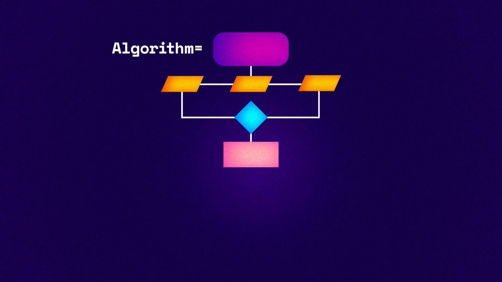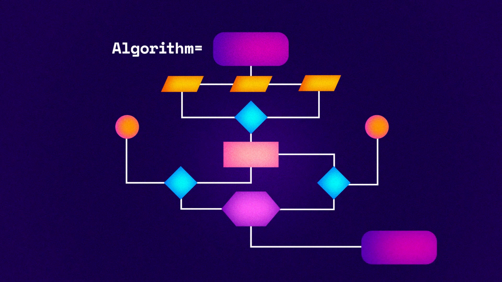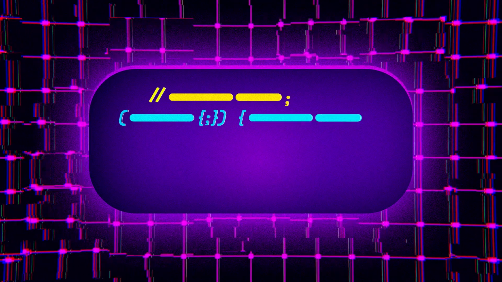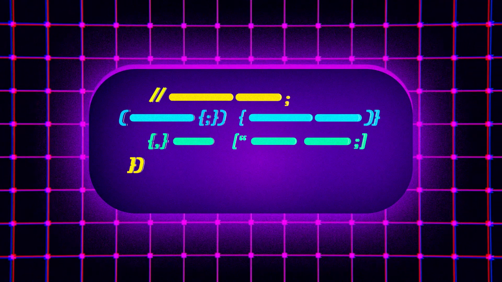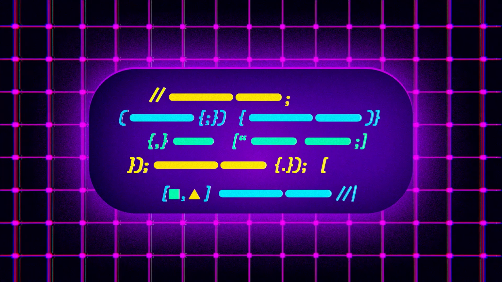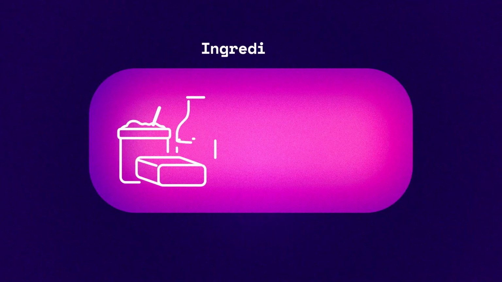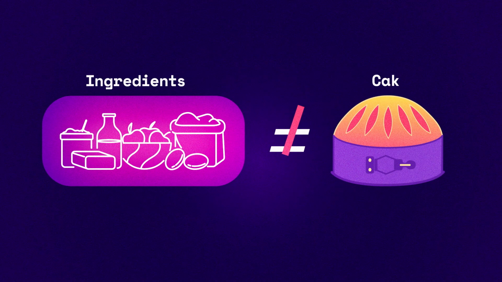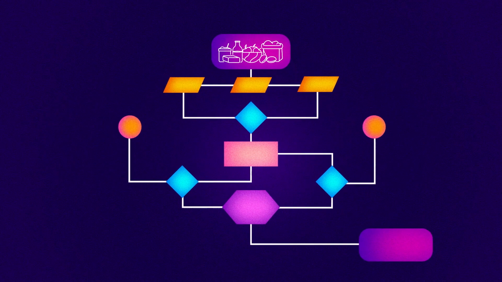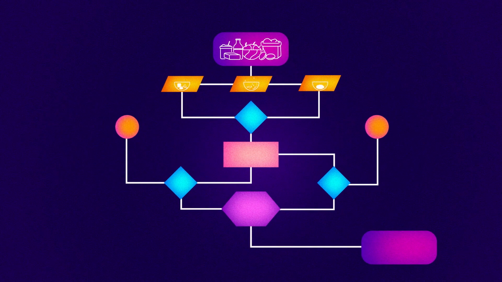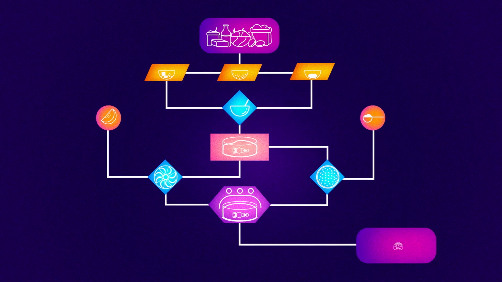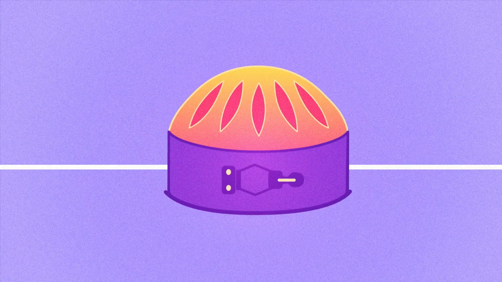Okay, so an algorithm is just a specific set of instructions or steps used to solve a given problem. While code is commonly used to express algorithms, not all algorithms are written in code. Say you have a bunch of ingredients and your problem is that they're not cake. In this case, a cake recipe is the algorithm you need. Simply input your ingredients, follow a bunch of steps, and the problem is solved. Now you have a cake.